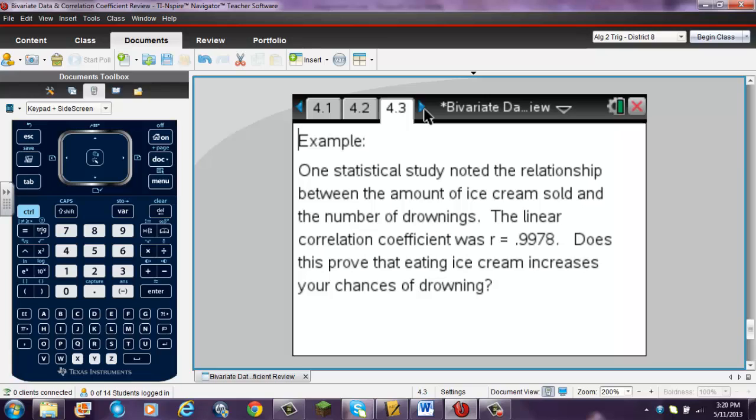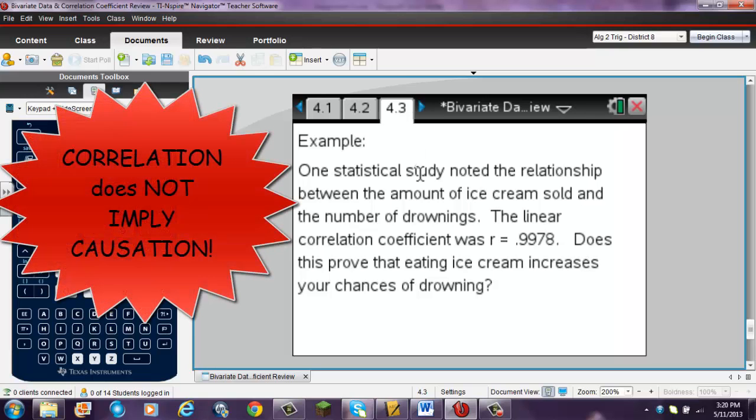For example, one statistical study noted the relationship between the amount of ice cream sold and the number of drownings. They found a linear correlation coefficient of 0.9978. That's pretty darn close to 1, so we would call that a strong, positive linear relationship. But does that prove that eating ice cream increases your chances of drowning? Of course not. People eat more ice cream in the summer when people are swimming more often. So there are underlying variables, the season and when we swim, that affect that relationship. It's not that eating ice cream causes drownings. So just be careful. Don't get tricked.